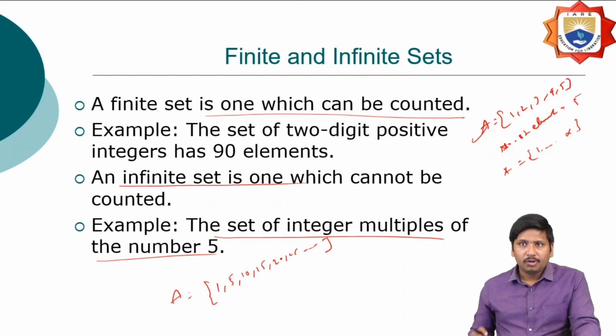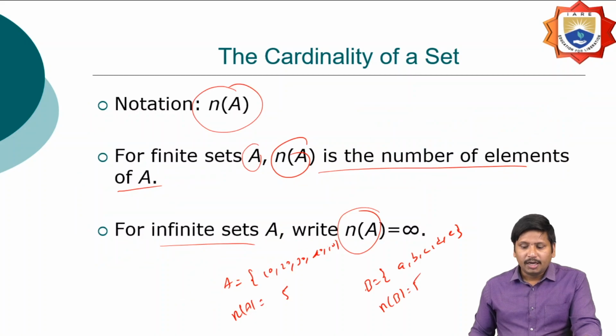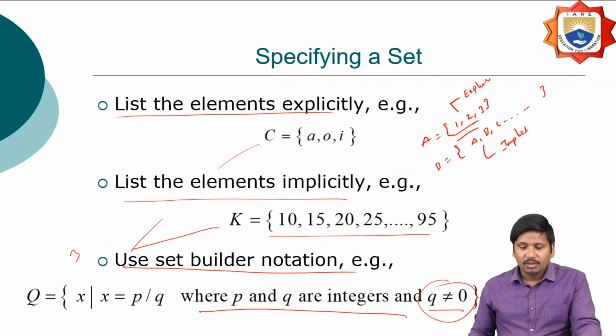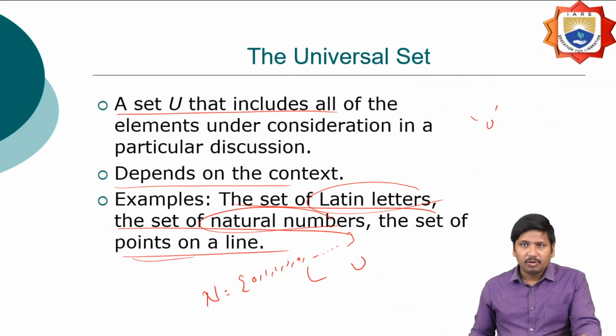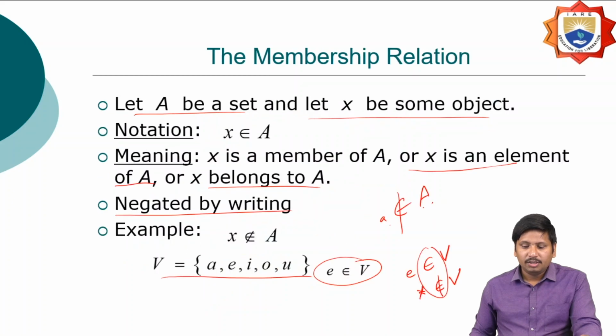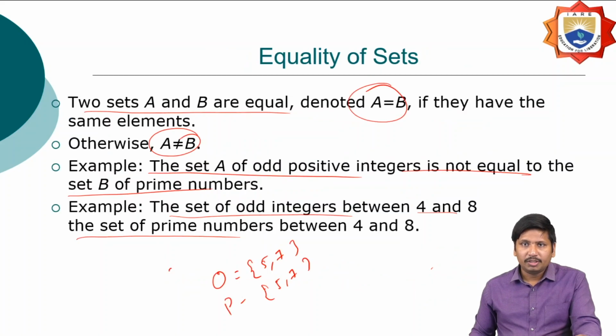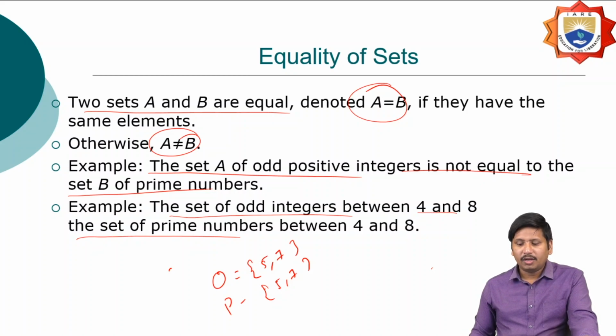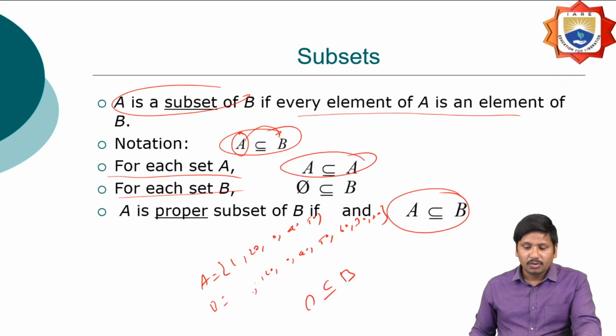Finite means we can count the number of elements, whereas infinite means we cannot count them. And cardinality of the set means the number of elements present in it. And we can also specify different types of notations like set builder notation and membership notation. And the universal set is the common one which includes all the elements under consideration, and this is the membership relation, whether the element belongs to the set or not. And equality of sets: if the two sets are equal, then I can write A equal to B, otherwise A is not equal to B.